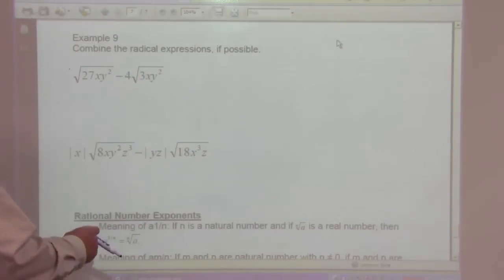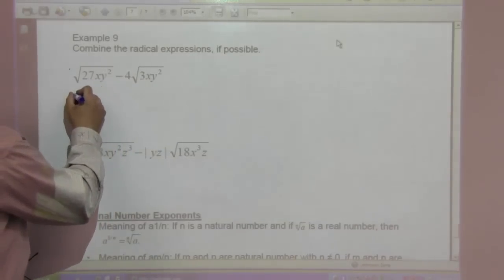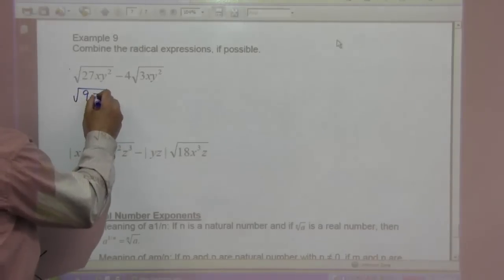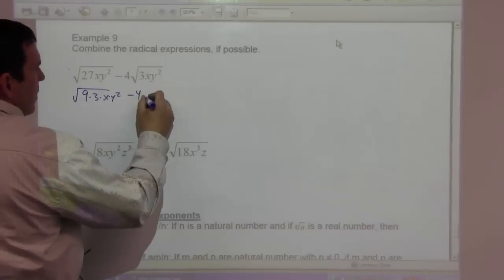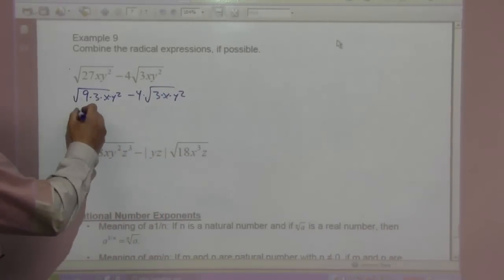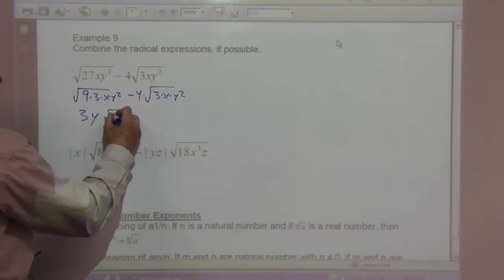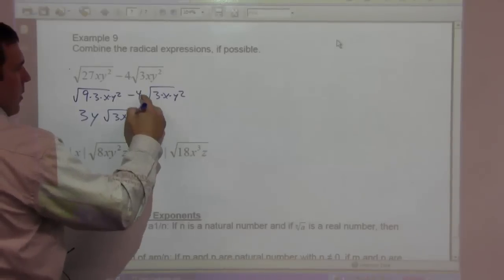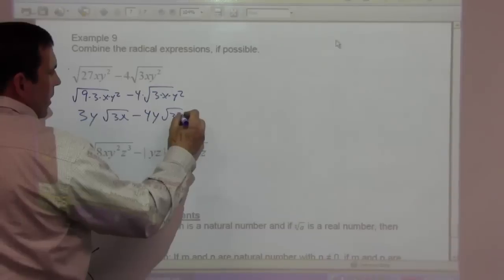can combine them. So from here, the square root of 27, well, we can treat that as the square root of 9 times 3 times x times y squared minus 4 times square root of 3 times x times y squared. Square root of 9 is 3. Square root of y squared is y times the square root of 3x minus 4. Square root of y squared is y times the square root of 3x.